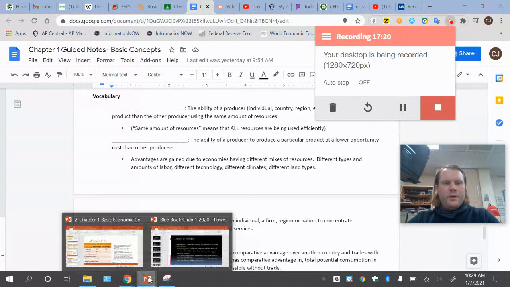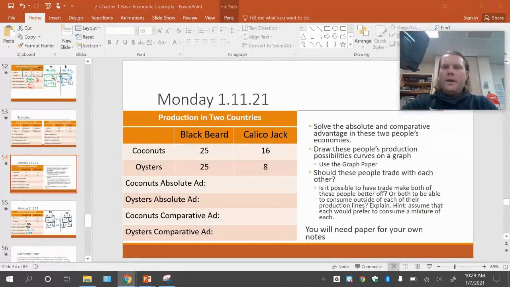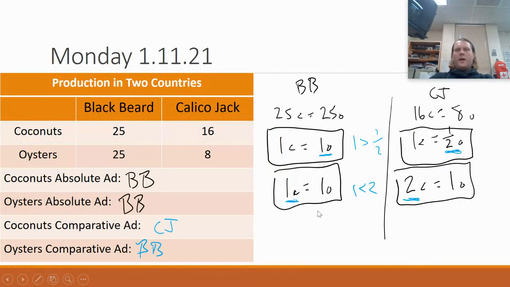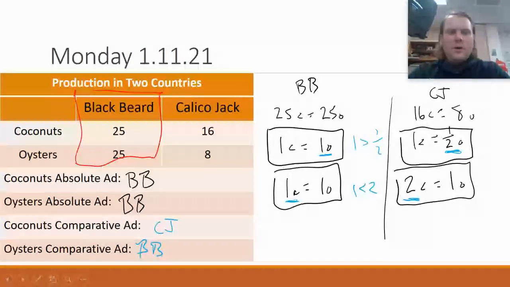Okay, we're back with you here. All right, I went through and I filled this out just to kind of speed things up. You can check your work with it. Okay, so this is what I came up with. All right, and again, if you need to pause and check it, I'm going a little bit faster here. Blackbeard, obvious, comparative or absolute advantage in both. Do the math. You should come up with your coconuts comparative advantage is Calico Jack, oysters, Blackbeard. Now, if you got something wrong, figure out what you did.